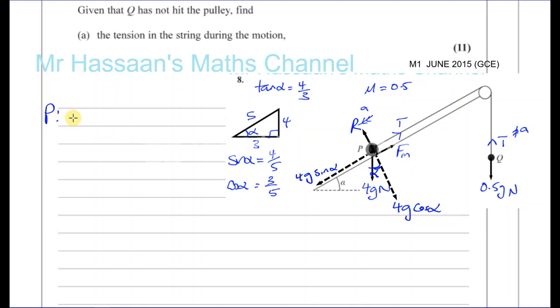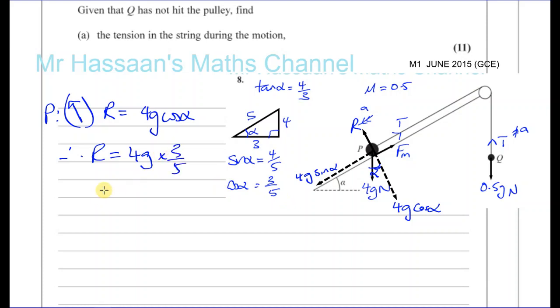So what we can do here is consider the particle P, and let's resolve perpendicular to the plane. Then we can find what R is. So we know that it's not accelerating in this direction at all. So we can say that it's in equilibrium in that particular direction. So R is equal to 4g times cosine of alpha. Therefore, R is equal to 4g times, we said the cosine of alpha is 3/5. So R is equal to 12g over 5 newtons.